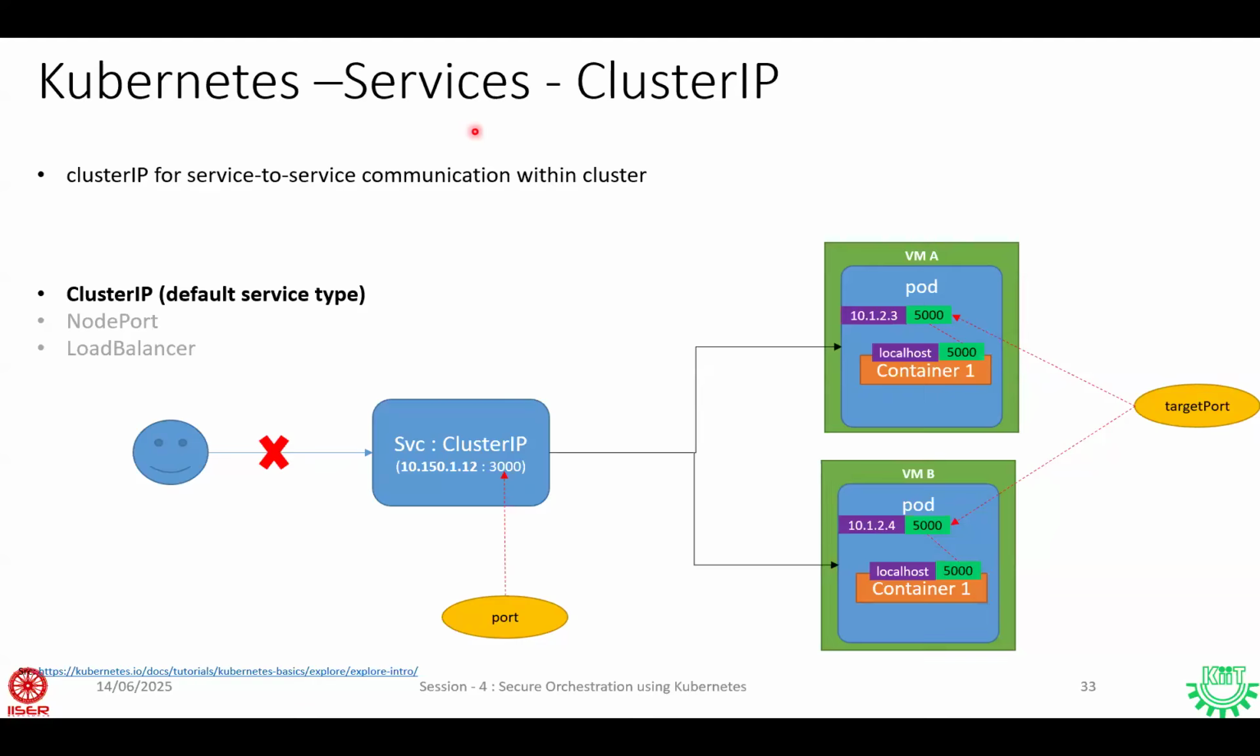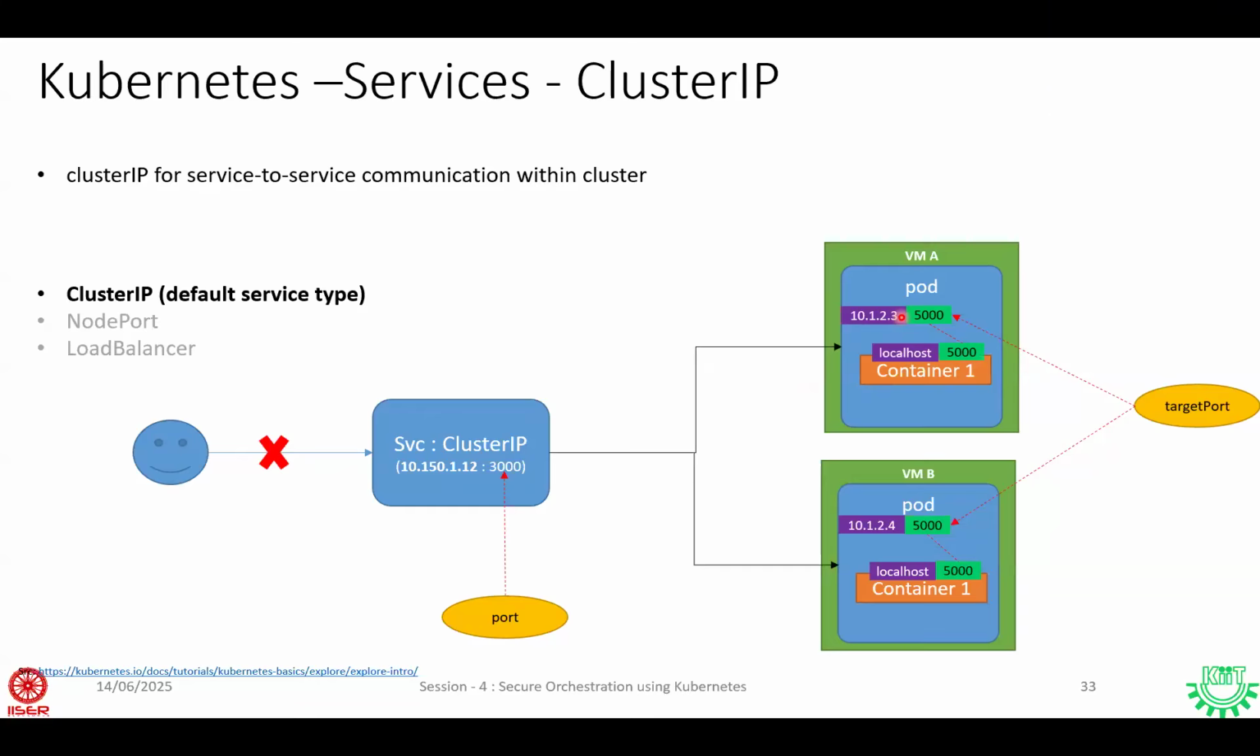In Kubernetes, one of the service types is ClusterIP. If you look at this picture, let us say this is VM A and this is VM B. In VM A, there is one pod, and in the pod you may have a container. Inside the container, let us say your Flask application is running and listening on port 5000. But that is inside the container. If someone wants to access that Flask application from outside the container, you need to have some port, right?